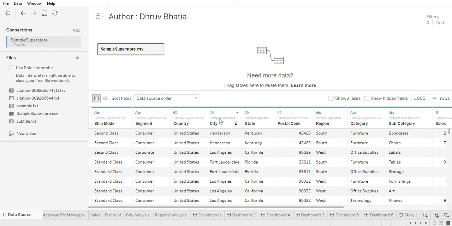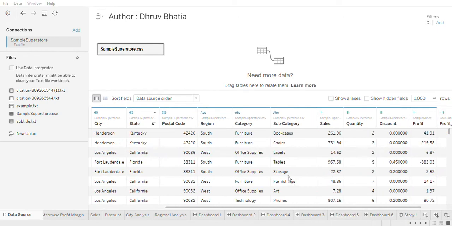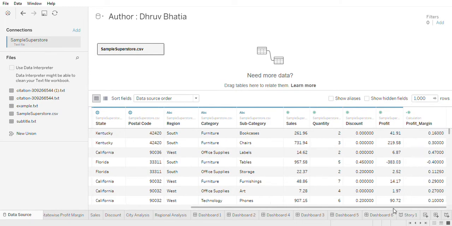So this is the data which we have been given. This is some geographical data: the country, city, state. Since this superstore has many branches across the United States, this is basically data of the order transactions which have taken place, and the category, subcategory of the items, and then the sales amount, discount, and the profit and profit margin.